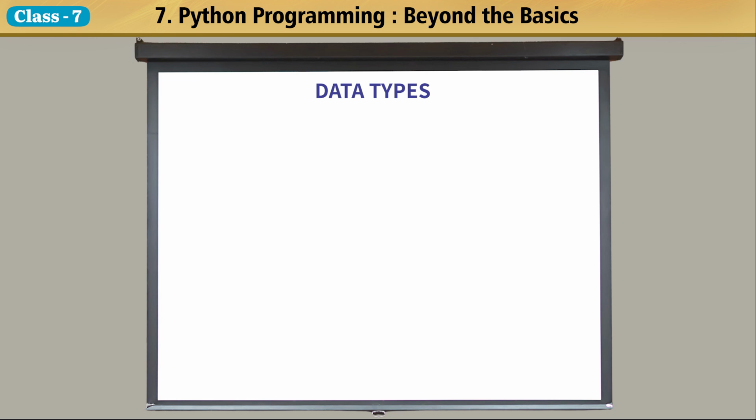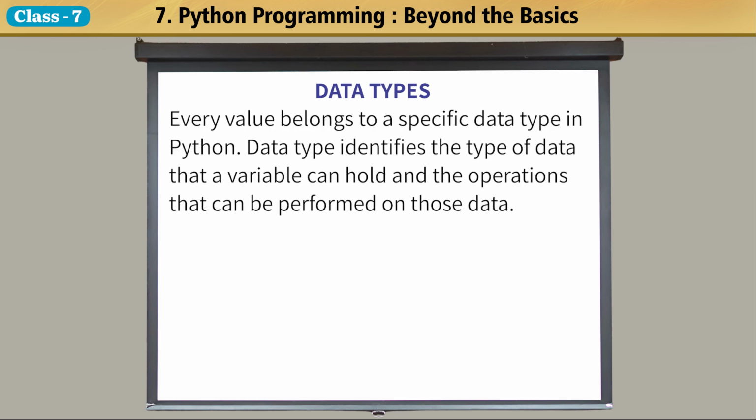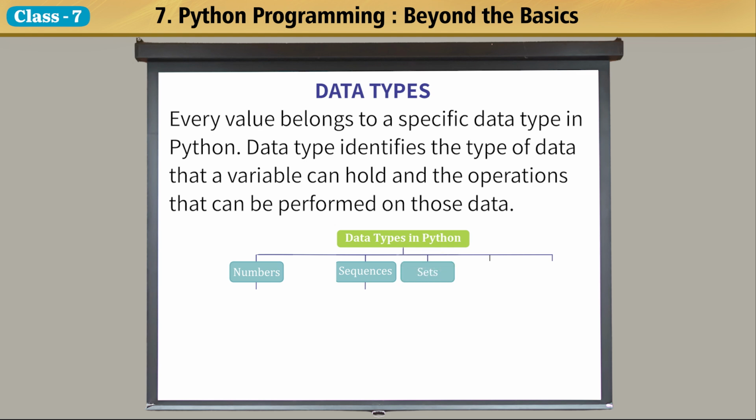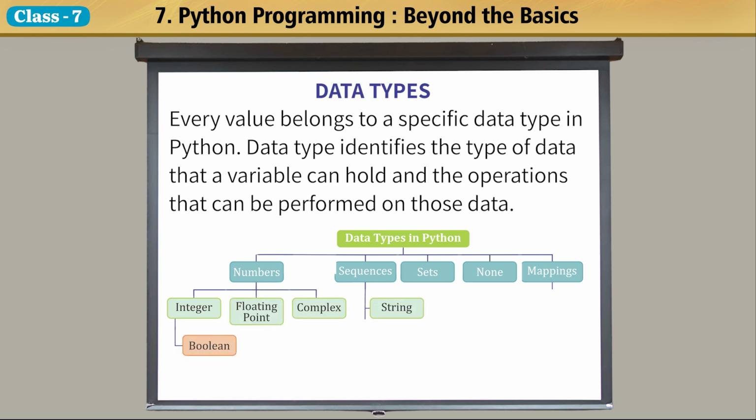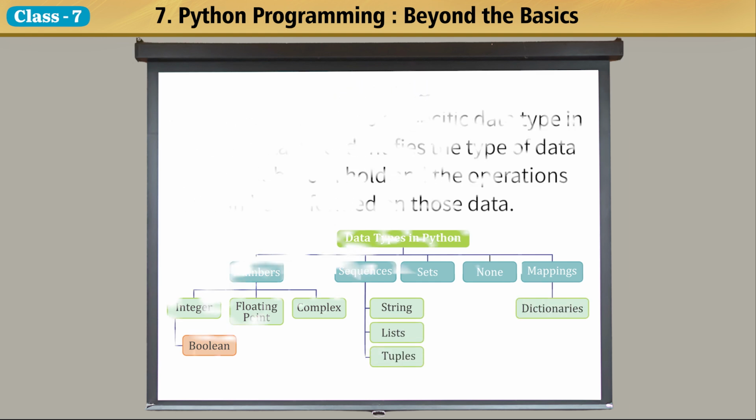Data types. Every value belongs to a specific data type in Python. Data type identifies the type of data that a variable can hold and the operations that can be performed on those data. Data types in Python: numbers, sequences, sets, none, mappings, integer, floating point, complex, boolean, string, lists, tuples, dictionaries.